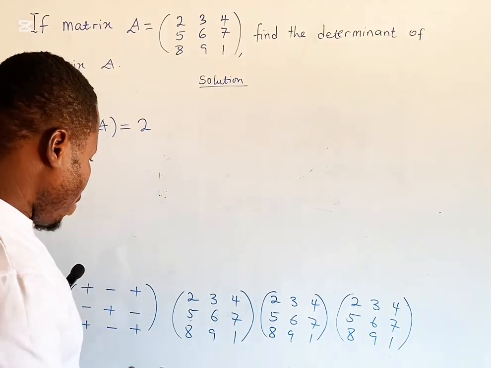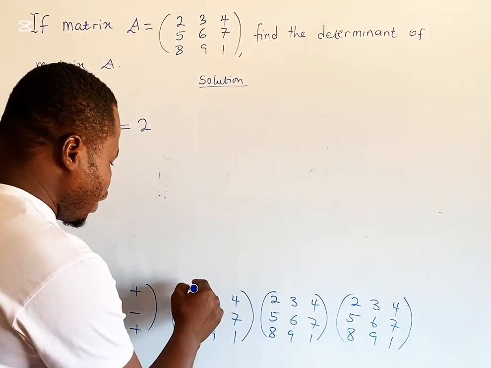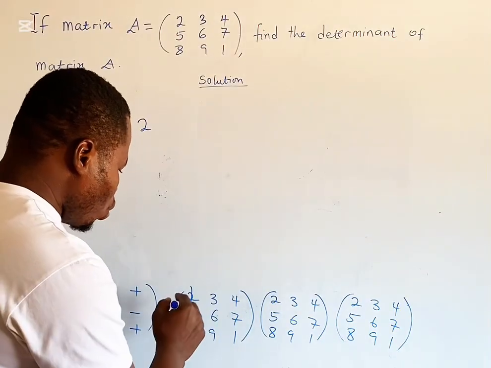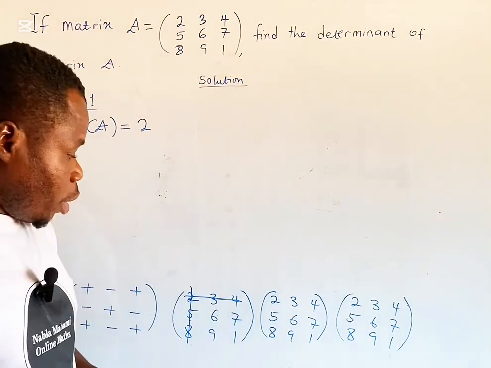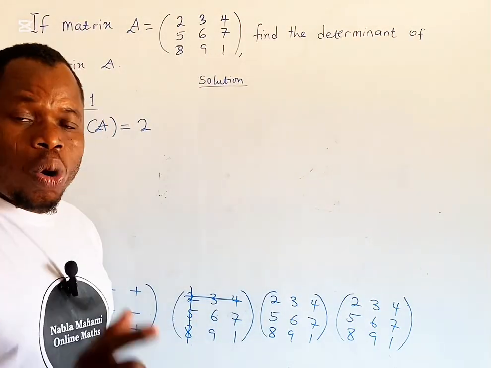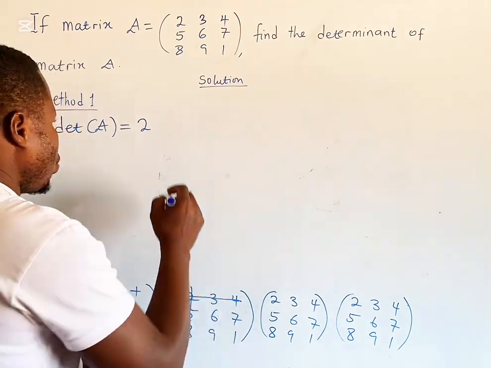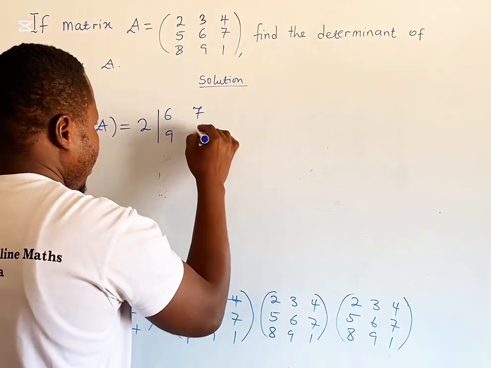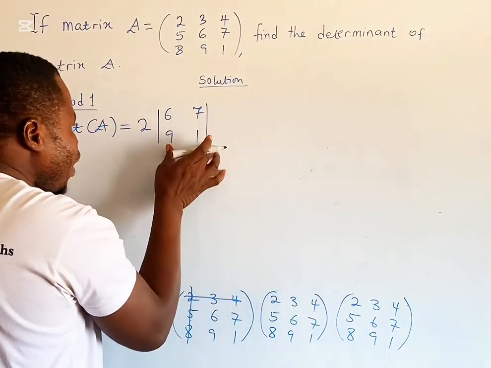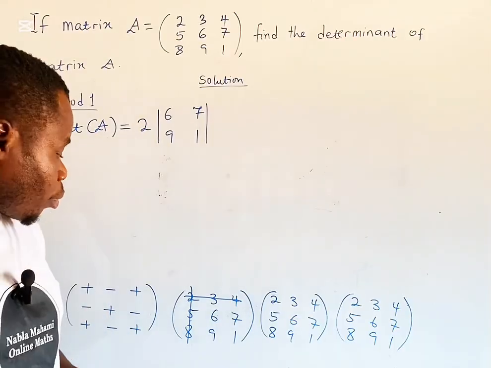To get the minor of 2, you come to where 2 is and delete that column, and also delete the row that 2 belongs to. Then what is left is what we call the minor. You can see that we have 6, 7, 9, 1. So I'll write 6, 7, 9, 1. This is now like a 2 by 2 matrix, and we'll call it the minor of 2.